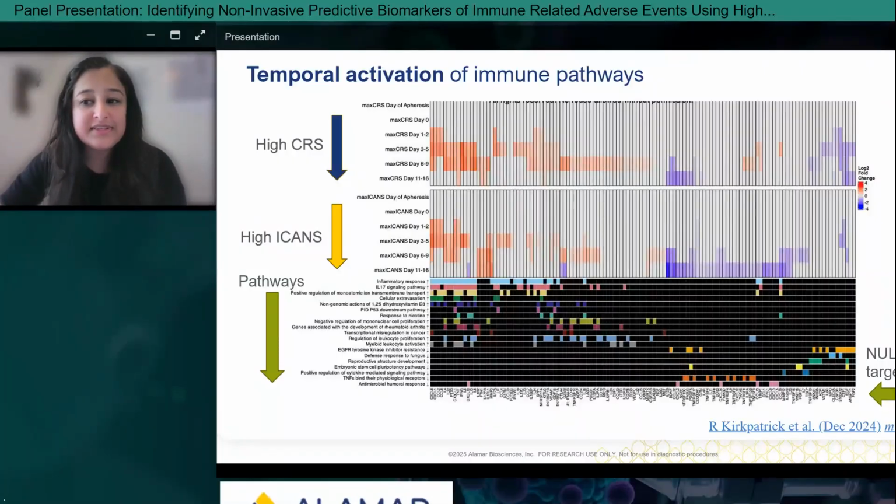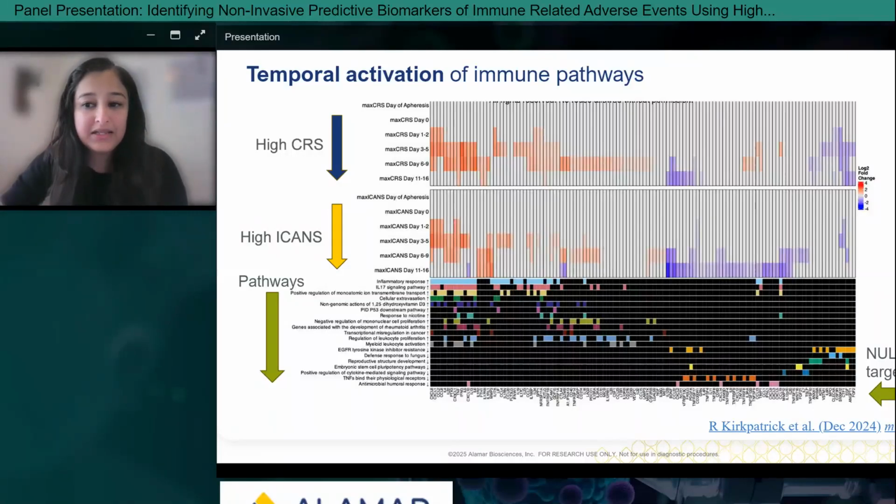What's interesting to see here is that ICANS also shows early changes with very similar profiles to the high CRS group. But then towards the latter stages, it's really at day 11 to 16 where there's a divergence. We see high levels of downregulation in the ICANS group, and we'll go more into the specific proteins that mediate the clinical manifestations of ICANS.